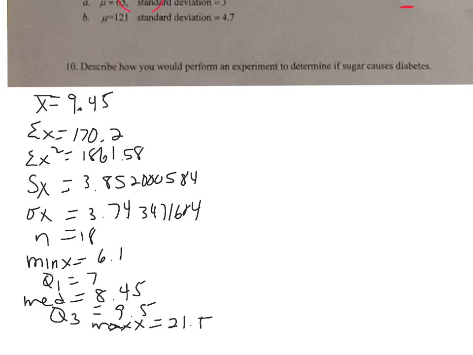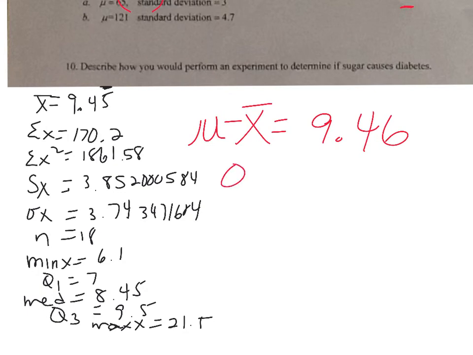All right, so we want the mean. Oh, and this also had a bar over it. So we want the mean, X bar, which is your mu, is equal to 9.46. That's to the nearest hundredth. And your population standard deviation, which is your sigma x, is 3.74.